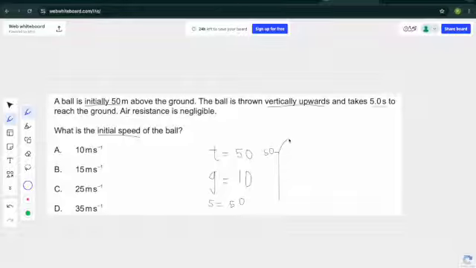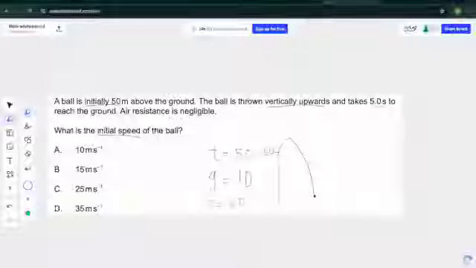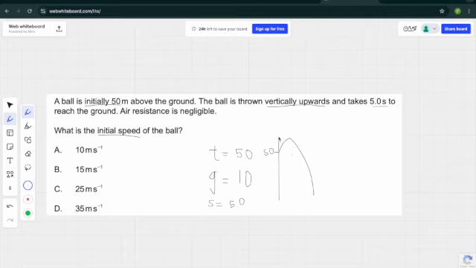And the ball goes something like this, right? Or because it's thrown vertically upwards, it can also go like this. We don't entirely know. But it's one of these two, and it doesn't really change the final answer because we're not asked to find horizontal distance. So what is the initial speed of the ball?